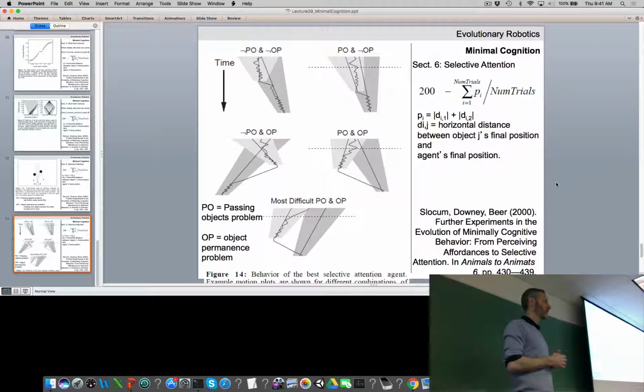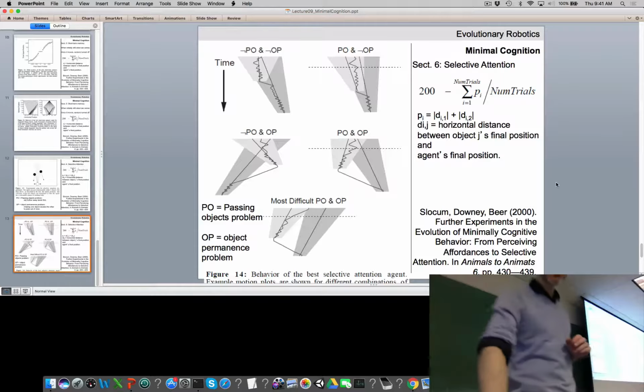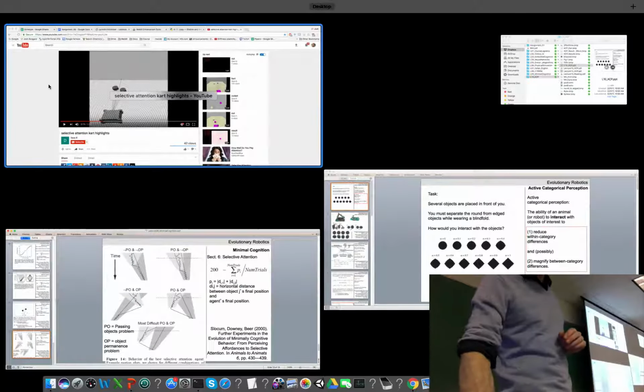Any questions about these before we move on? Yes? Was this the final evolution, or whatever they decided was the final evolution, or was this the first evolution of it? This was the best robot they were able to evolve, right? This is pretty sophisticated.